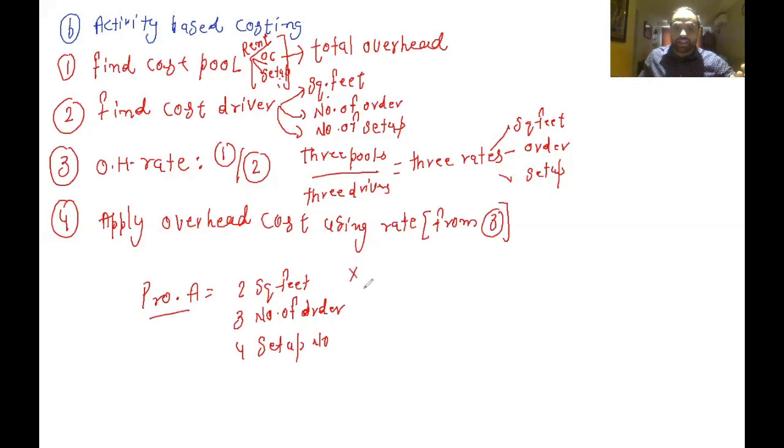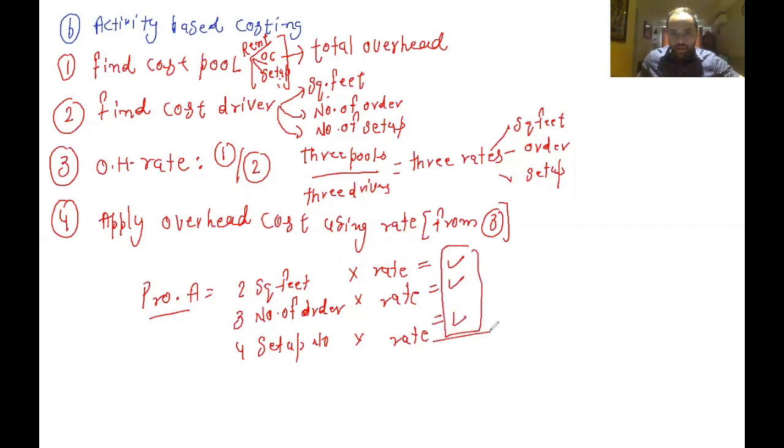So you just multiply by the rate, square feet with its rate, orders with its rate, setups with its rate. Exactly the same as traditional costing. In traditional costing, we have only 1, which is machine hour multiplied by rate. Here, we have 3 rates, and check how much square feet, order or setup is required to make 1 product, right? And then this is your overhead cost, and you add them all. That becomes your overhead cost, and that's your answer for step 4.